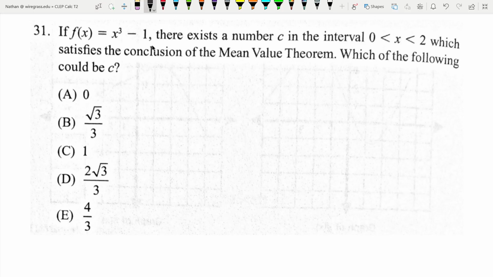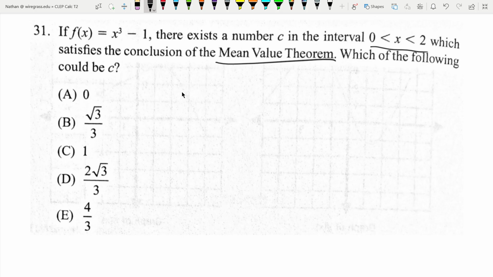For this function f of x, there exists a number c in the interval 0 to 2, which satisfies the mean value theorem. Which of the following should be c? Mean value theorem says that if the function is on the bounds, whatever the average rate of change between those two bound points, there is a point inside the function where the derivative equals that.